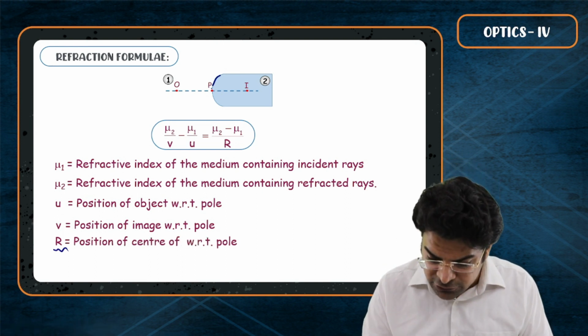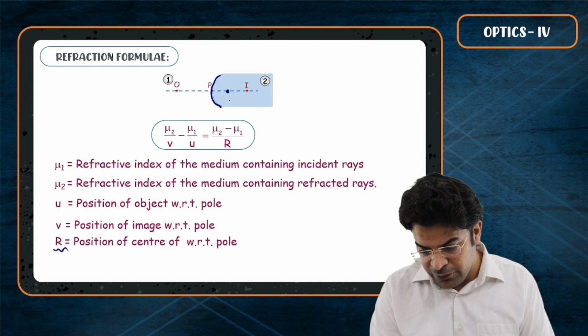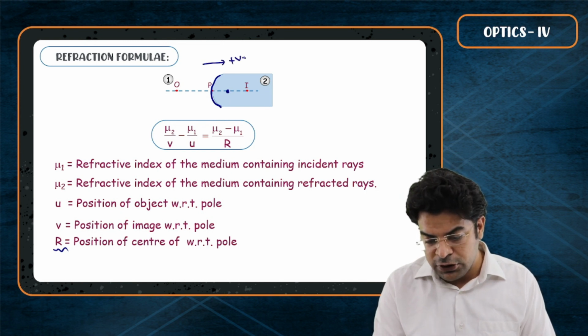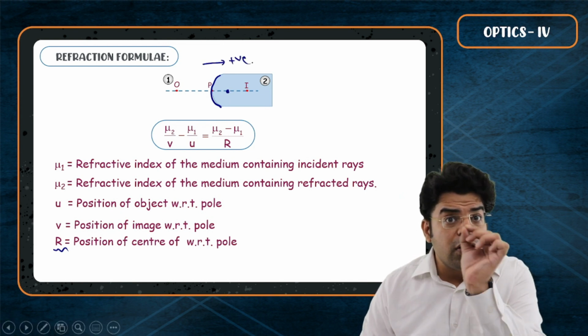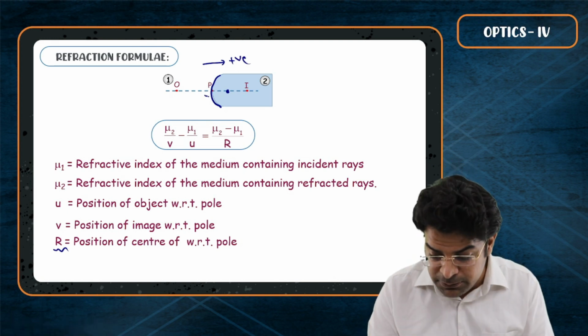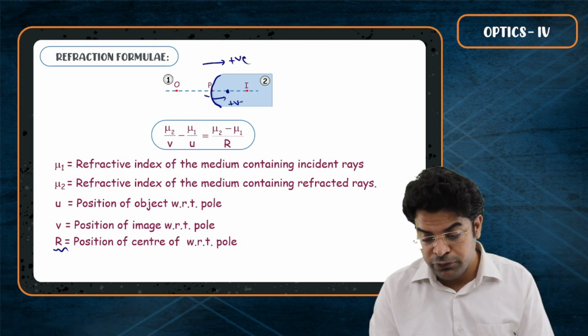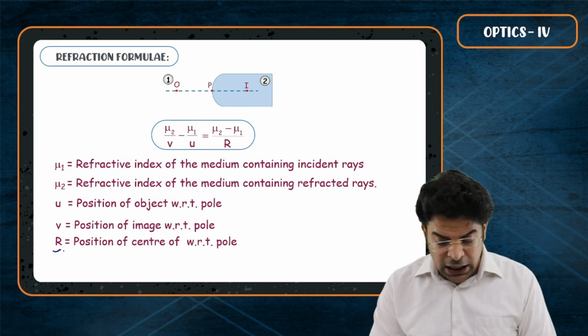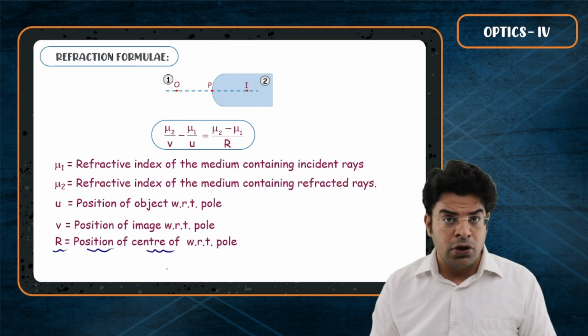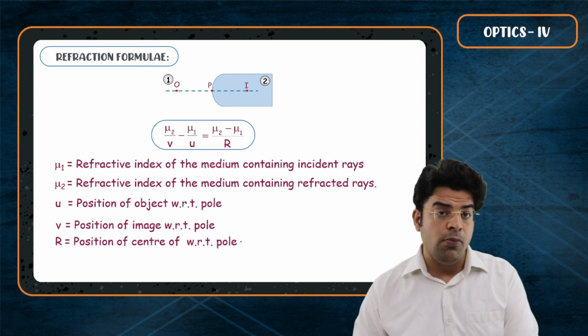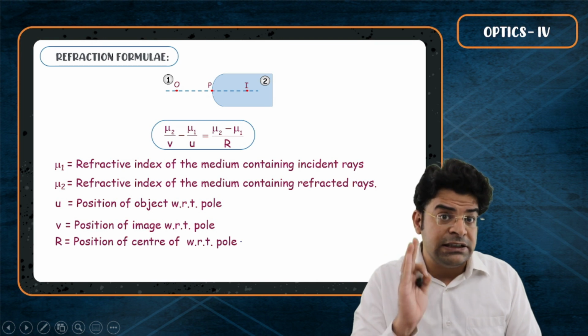So for this curved surface, the center will be somewhere here. The direction of incident ray is towards right. So you will say that the position of center of this curved surface with respect to pole will be positive. So what is R? Position of center of the curved surface with respect to pole. You need to understand this definition clearly.